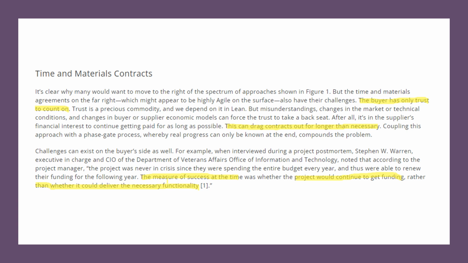For example, when interviewed during a project postmortem, Stephen Warren, executive in charge and COO of the Department of Veterans Affairs Office of Information Technology, noted that, according to the project manager, the project was never in crisis since they were spending the entire budget every year and thus were able to renew their funding for the following year. The measure of success at the time was whether the project would continue to get funding rather than whether it could deliver the necessary functionality.